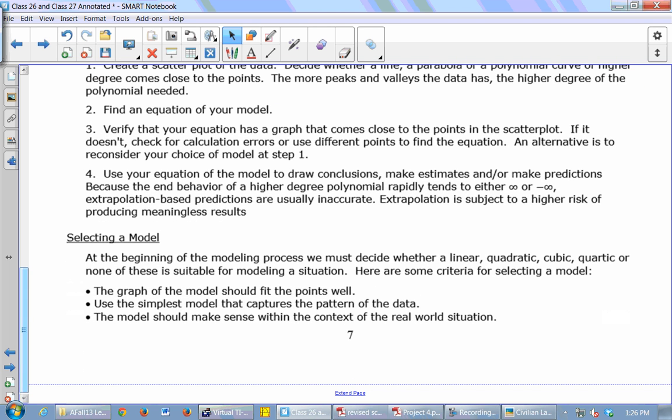So to select a model, which is step 1, you have to decide whether you should use a linear, a quadratic, a cubic, a quartic, or none of these. And here are some criteria. The graph should fit all the points pretty well. Use the simplest model possible. So if you can get away with a quadratic, use a quadratic, right? Even if a cubic has a slightly better R² value. The model should make sense within the context of the real world situation as well.